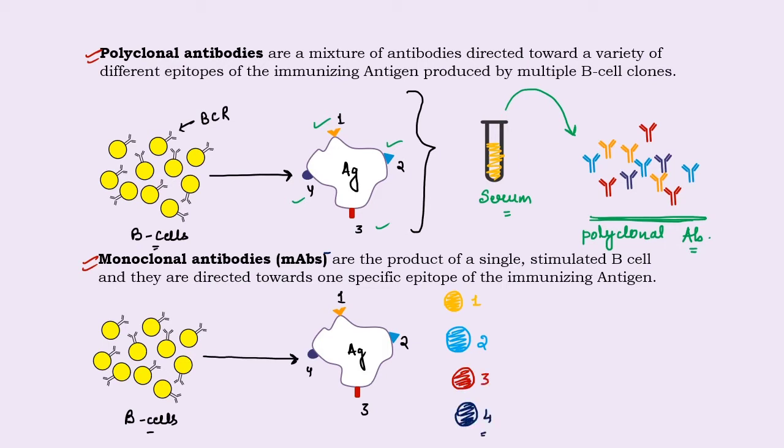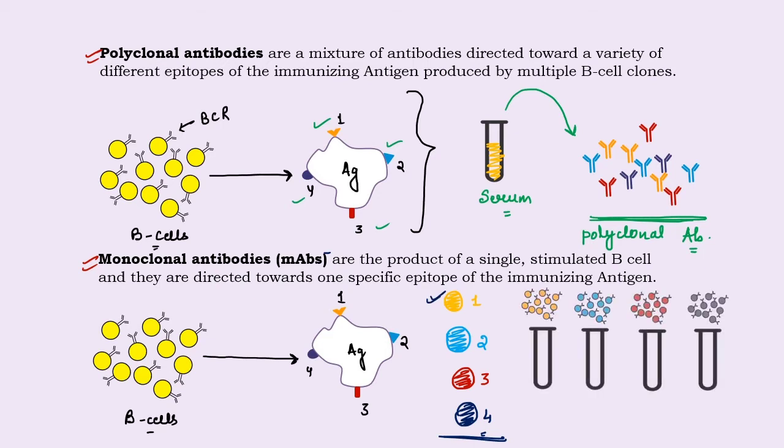At this stage we will separate all these plasma cells and we will grow them individually. That is, the clones formed from these plasma cells will be separated from each other. So basically all the clones will be grown separately, and the antibodies produced from these clones will be in pure form. They will be separated from each other. Whereas here all the antibodies were mixed together.